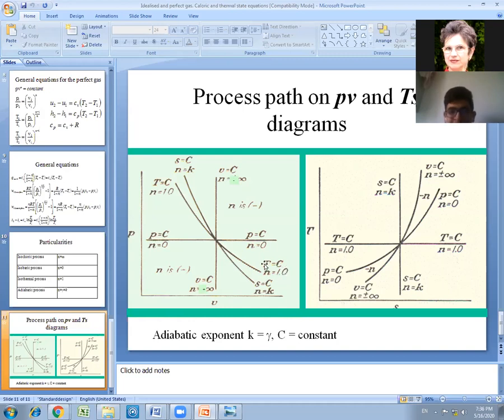T is constant. T is constant is a hyperbole, like this. And in the TS diagram, it is a horizontal. In the PV diagram, the bigger T is, the curve goes to the right, like this. Yes? And here in the TS diagram, the bigger the T is, it goes up. Yes?